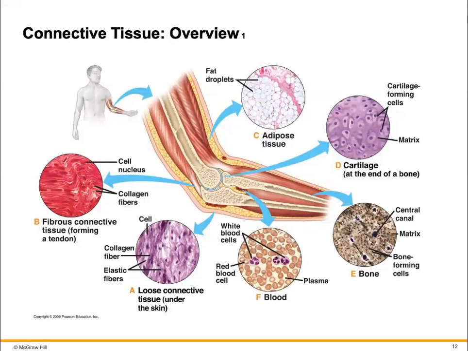So tendons and ligaments are made up of fibrous connective tissue that doesn't have a lot of blood flow to it. And cartilage also has few or no blood vessels.